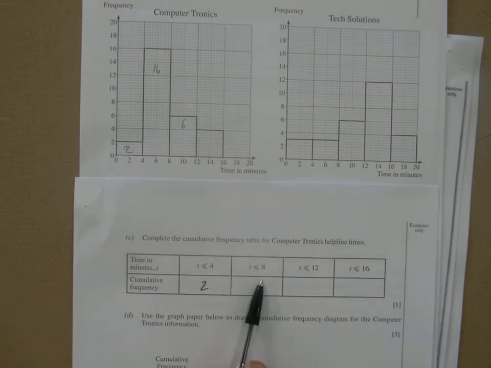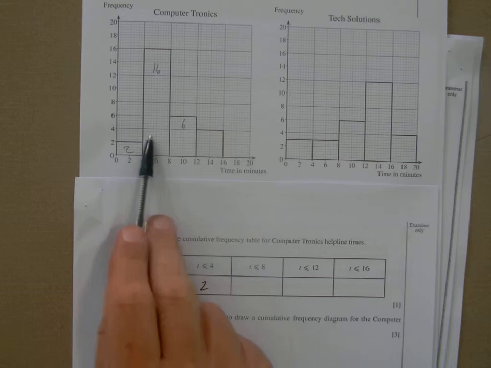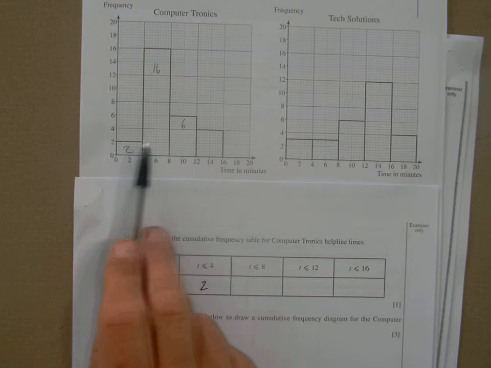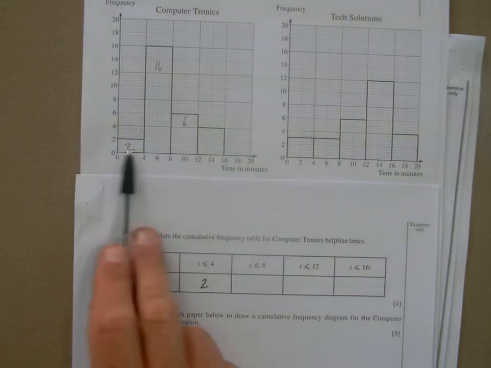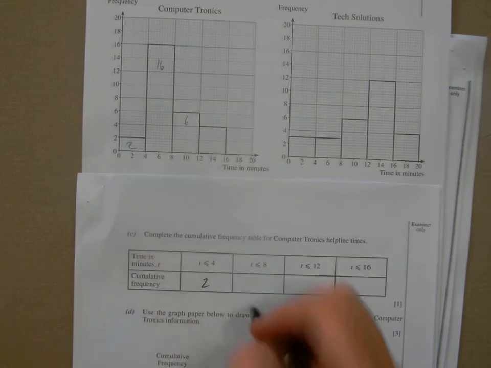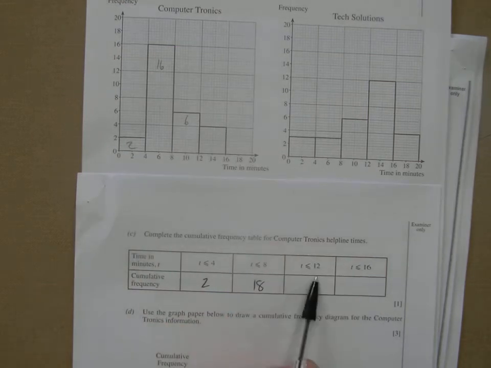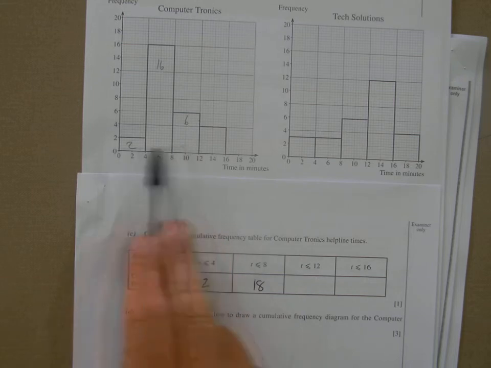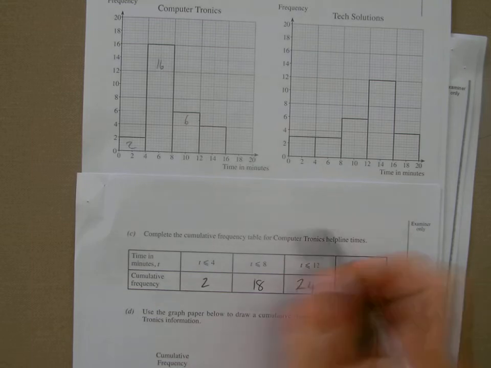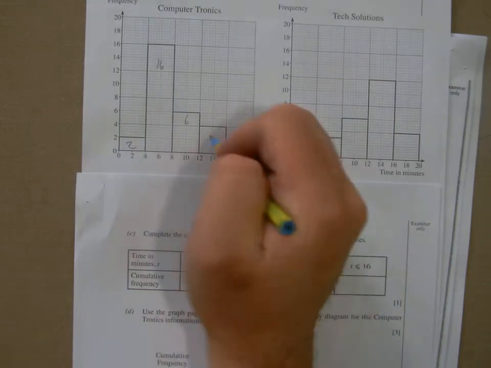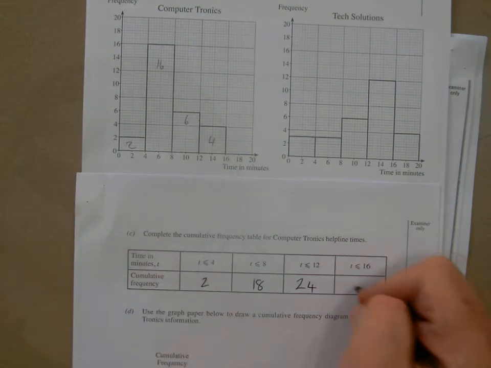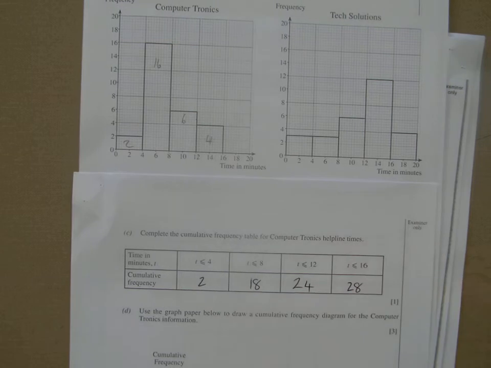Less than 8 minutes, well, it will factor in those 2 bars. Because less than 8 minutes, it's not just those 16 customers there, it's those customers as well who took between 0 and 4 minutes. So it'll be them added, which will be 18. And then less than 12 minutes will be all of these, so we just need to add on 6 to the 18 we've got, so that's 24. And then finally the last group, we've got 4 in this group. So less than 16 is all of them together, and we've got 28 in total.